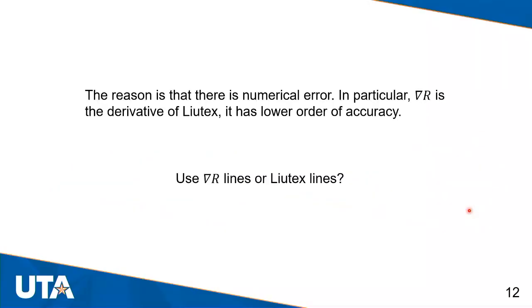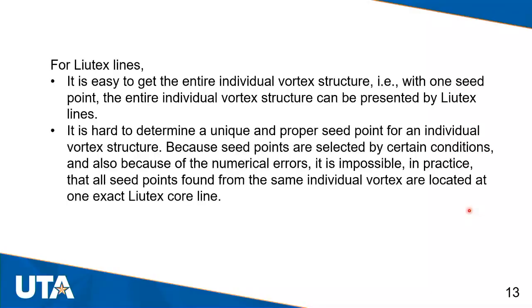To develop a good way to find vortex core lines, which line should we use? Do we use the gradient line or the vortex line? Both lines have their advantages and disadvantages. For the vortex lines, the good thing is we can easily find the entire vortex structure. Selecting a seed point, you can draw a long line. But the drawback is numerical error.